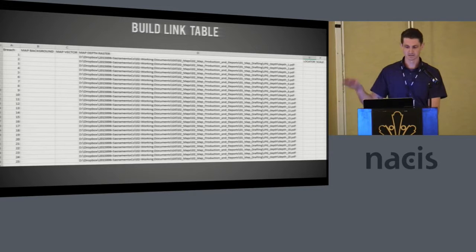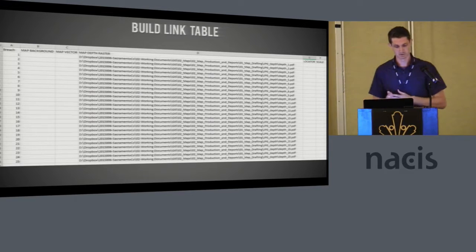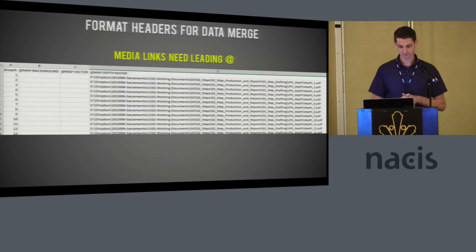So then, as I generate those lists for each of my components, I copy and paste it into a table. So I'm getting that data merge source ready here. I have one row for each breach scenario, and I have a column that contains the path to each of my components corresponding to the breach.